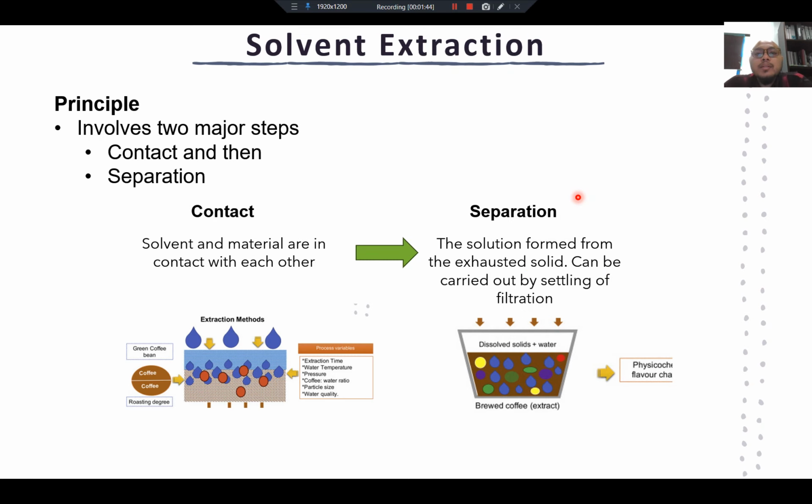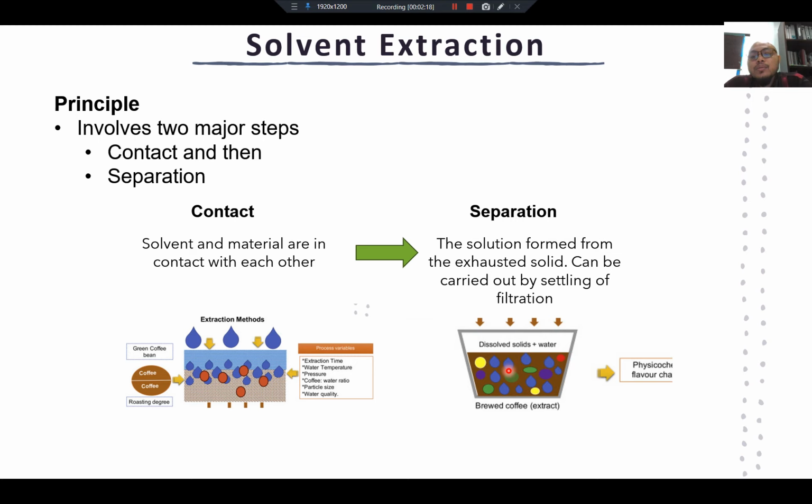So in this particular solvent extraction, there are two major steps, which are contact and separation. The first principle is that you make contact between a solvent and the material of extraction. Let's say in the case of coffee, you put water and it comes into contact with the coffee bean powder. After that, you allow for separation. You only want to separate the water. So how can you separate the water from the solid?